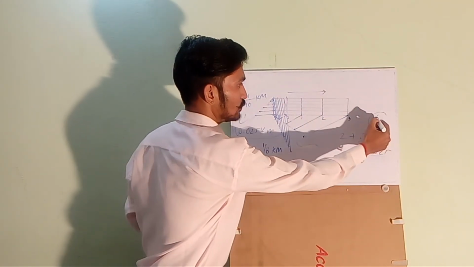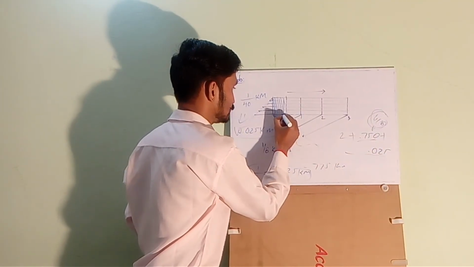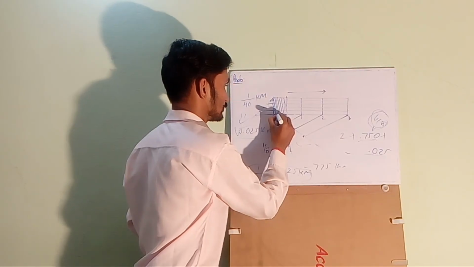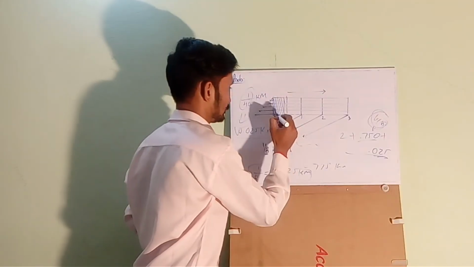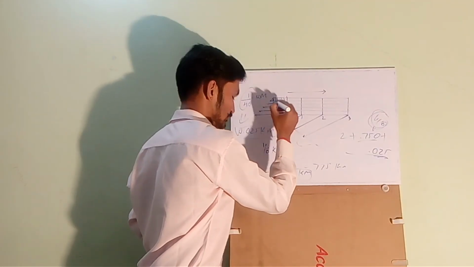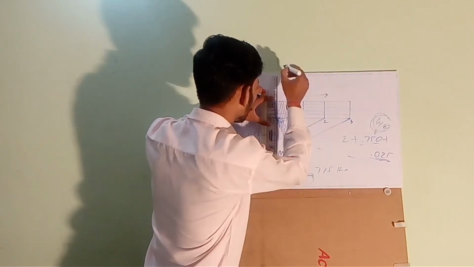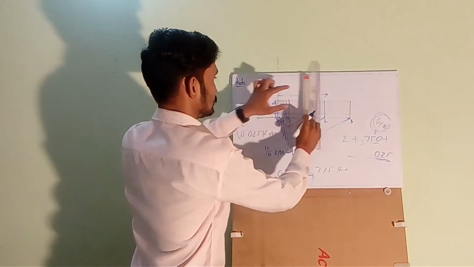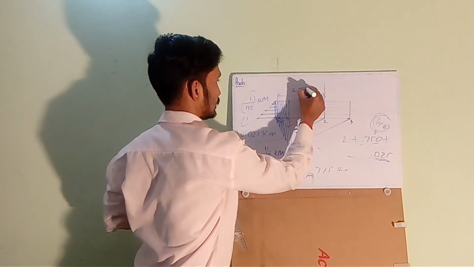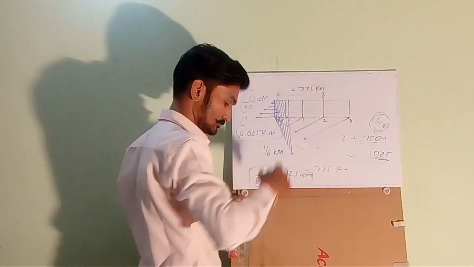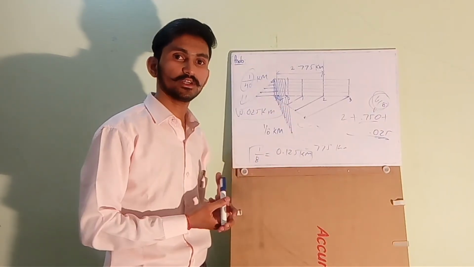So count 2 from here, and then count 6 from here. So this is 1, 2, 3, 4, 5 and 6. And count 1 from here. So this is 2.775 kilometer. So this is how we can draw or construct a diagonal scale.